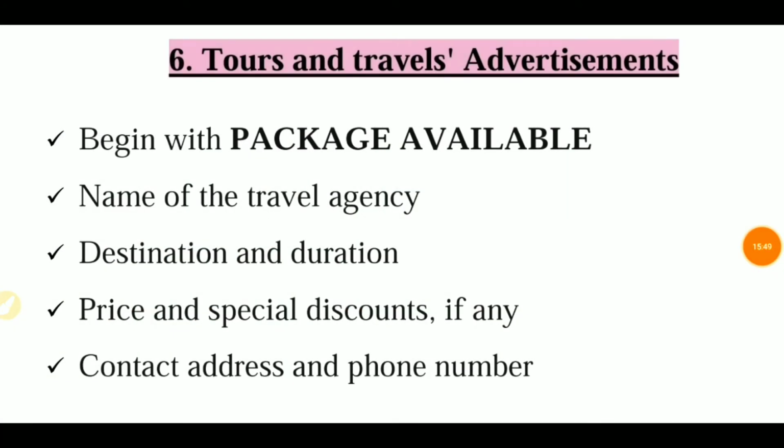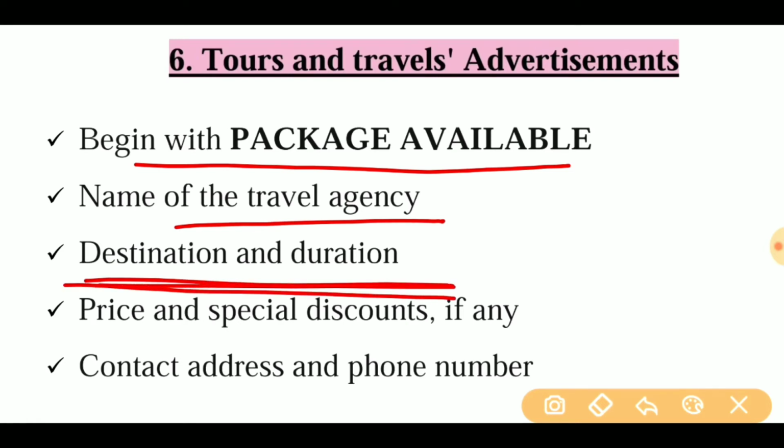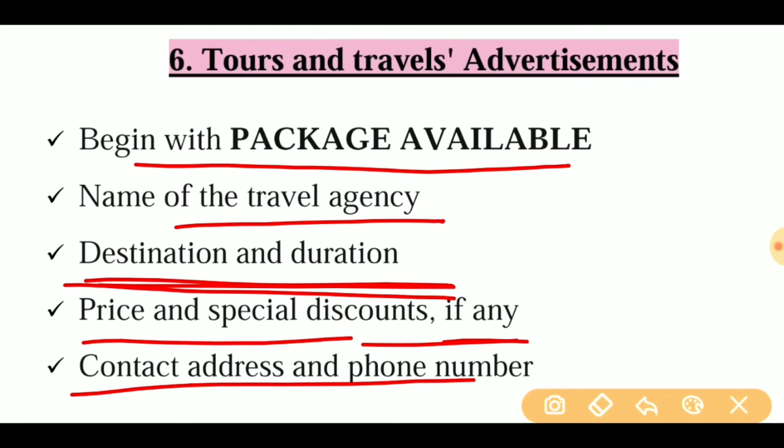The last kind of classified is of tours and travels. In such advertisements, we should begin with the package available. What kind of packages are there of the tour and travel agency? Name of the agency, the destination for which the tour package has been decided, price and special discounts. If any discount is given, you should mention it. And lastly, the contact details and the phone number of the agency. These details should be given.